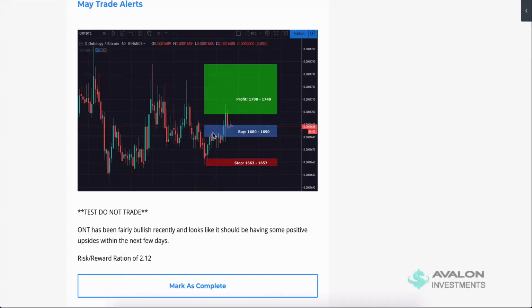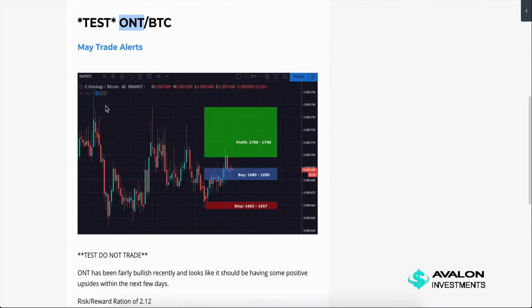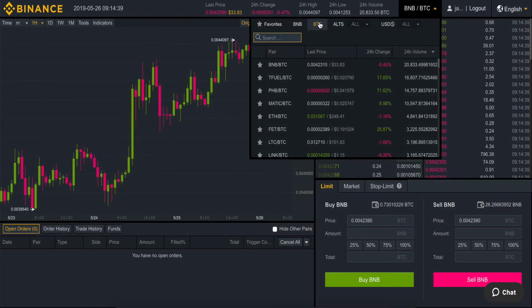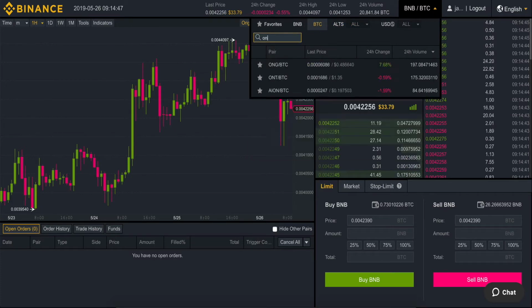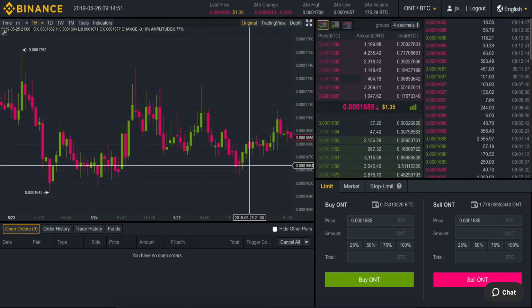So where we would find the identifier is either here in the trade or in the title. I would have it ONT BTC, or you can simply look on the screenshot here, ONT BTC at the top left. So we want to make sure we are on the BTC section on Binance here. You may be on BNB or Alts or whatever. Make sure you're on the BTC if it's trading BTC, and we simply just type in ONT. Then we click it, and then the ONT chart will come up.